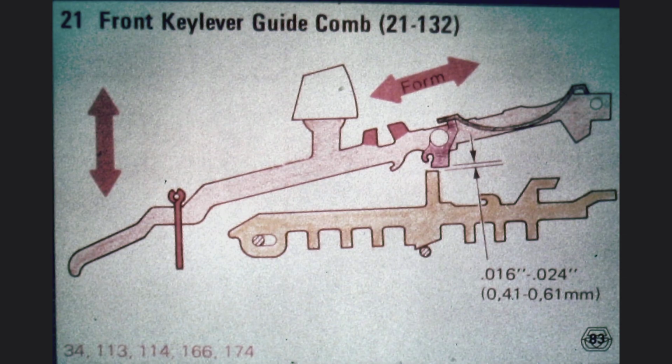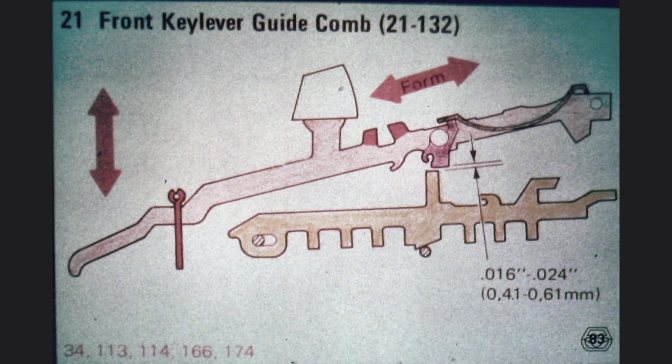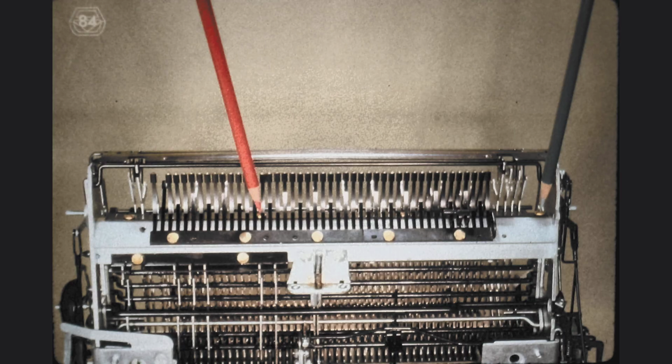When we start out, we must position the up stop so that the majority of the keylevers meet this 0.5 millimeter clearance. If any individual keylevers fail to meet the condition of the average keylevers, we must form them using the horseshoe forming adjustment located just to the rear of the upper lug of the interposer. The keytop is then placed back on top of the key stem. These are 2 of the 4 screws which hold the keylever guide comb and the keylever upstop in position. All 4 screws can easily be reached from the angle shown.